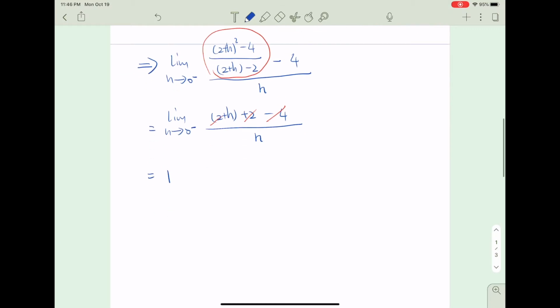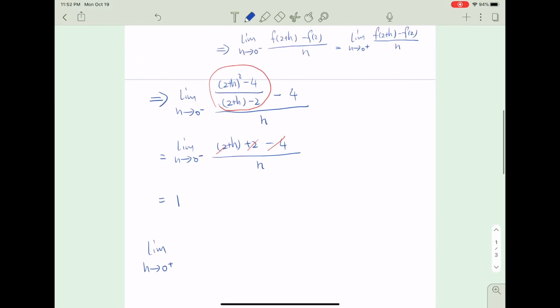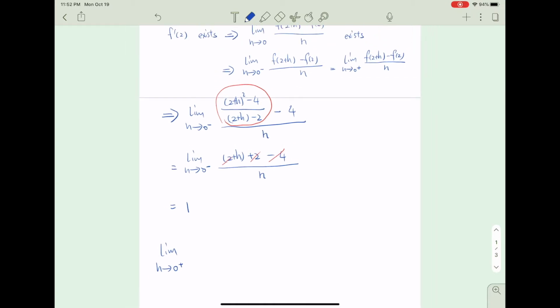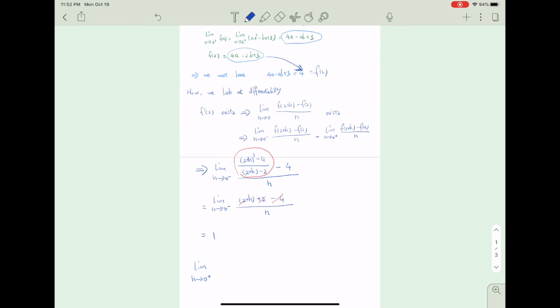Now let's take a look at our right limit. For the right limit, limit as h approaches 0 plus, and as I mentioned, since h is greater than 0, 2 plus h is greater than 2. So in the expression f of 2 plus h, we should replace f with the polynomial function, because x is greater than 2. So let's choose the polynomial function. What is the polynomial function? Let me take a look. ax squared minus bx plus 3.